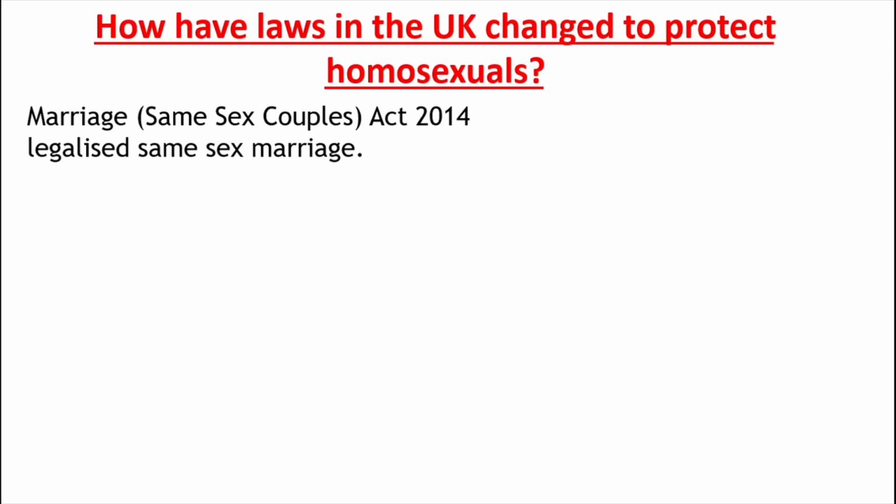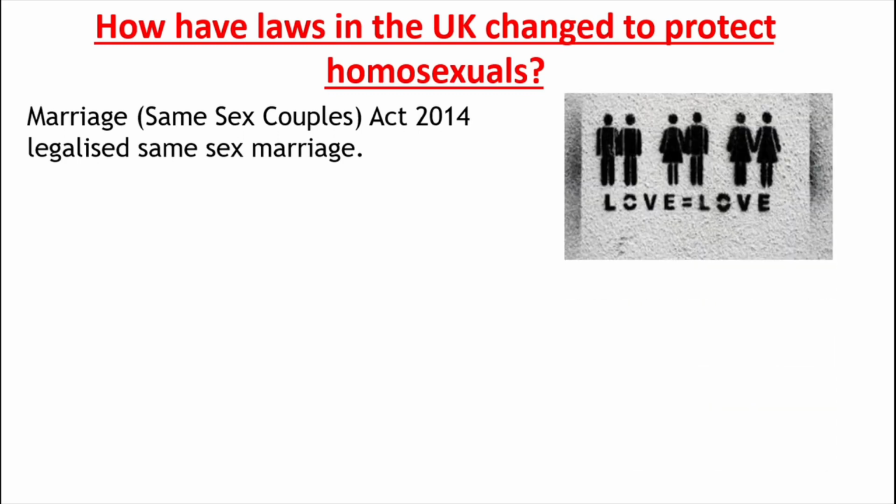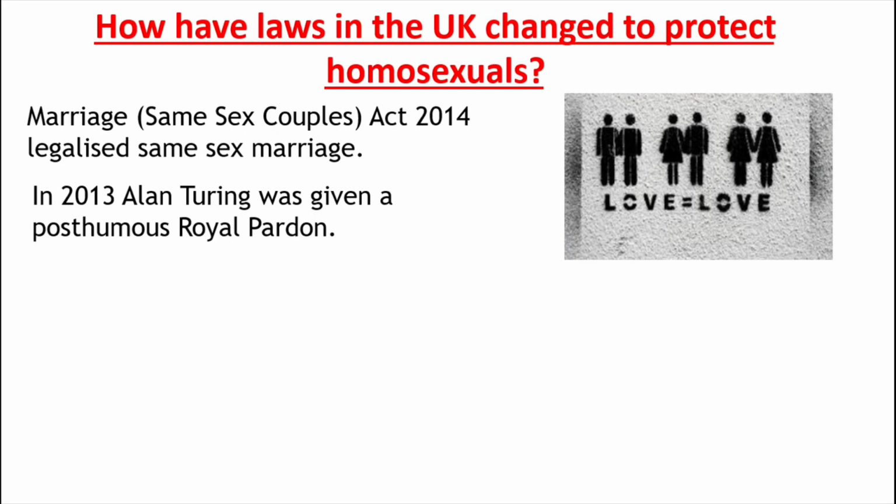The Marriage Act was passed by Parliament in 2013 and came into force in 2014, and it legalised same-sex marriage. It allowed civil partnerships to be converted into marriage and allowed married people to change their legal gender while remaining married. In 2013, Alan Turing was given a royal pardon.